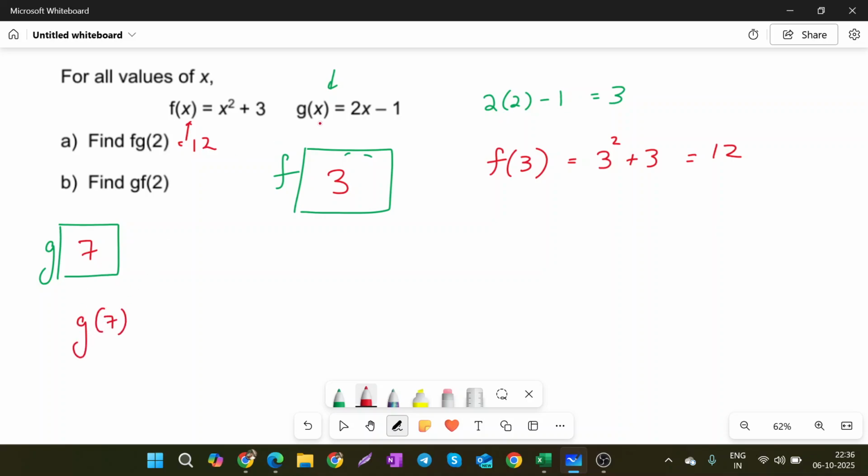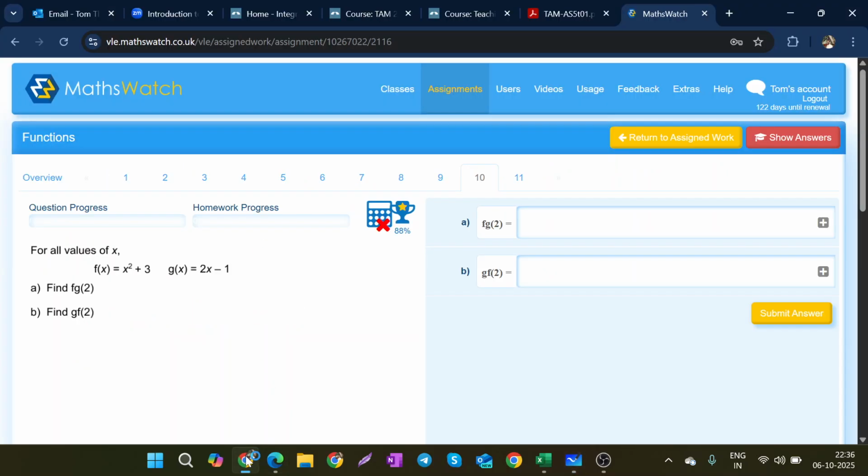We're going to go to the g and then replace your x with 7. So that's 2 lots of 7, take away 1, which is 13. So your answer for this would be 13. That wasn't bad.